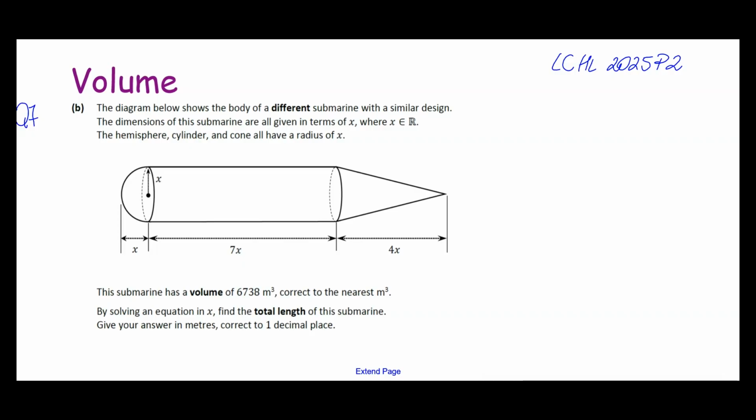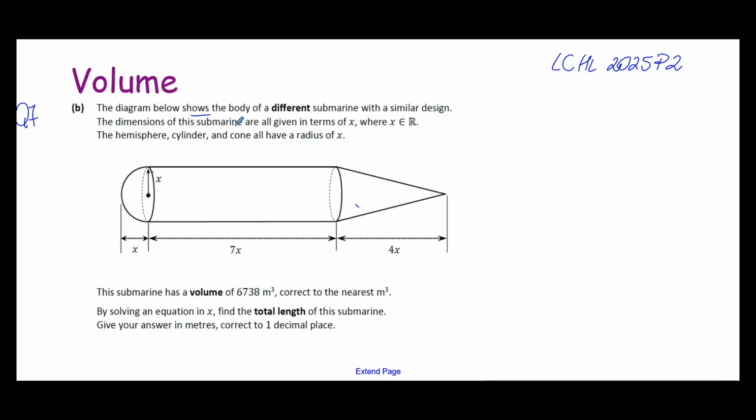Very nice question. The question has to do with the volume of a shape. So let's look at that one. The diagram below shows the body of a different submarine with a similar design. Now, the idea here is that we have a half of a sphere, a cylinder, and a cone. The dimensions of this submarine are all given in terms of x, where x belongs to R.